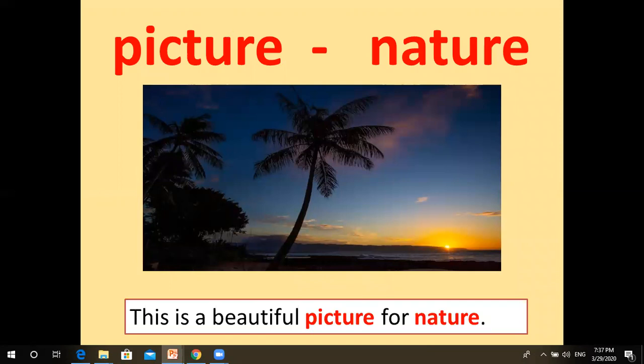Here we have the first word. We have two words here. What do you see here? I see a nice picture. Picture. This is a picture of nature. Nature. Look at the end of the word: T-U-R-E. Ture. Nature. Picture. This is a beautiful picture of nature.